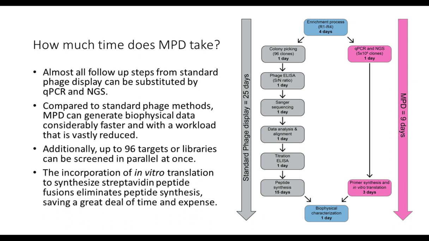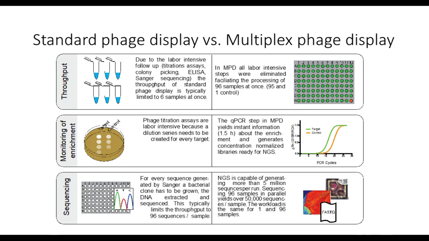After the enrichment process, which might vary between 1 and 4 rounds, you do the qPCR and NGS, which is done in a single day, as well as the primer synthesis and in vitro translation, which is calculated with 3 days. We'll have 2 days for ordering primers, and 1 more day for the biophysical characterization.